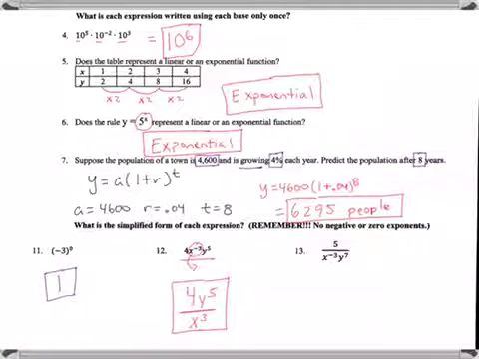And then in 13, we've got 5 over x to the negative 3rd, y to the 7th. We don't want negative exponents, so this has to move. And we've got 5x to the 3rd over y to the 7th power.